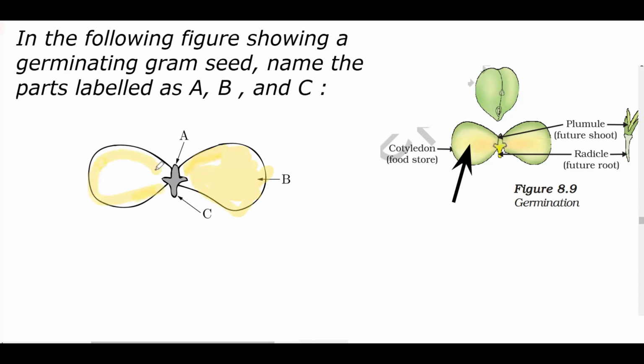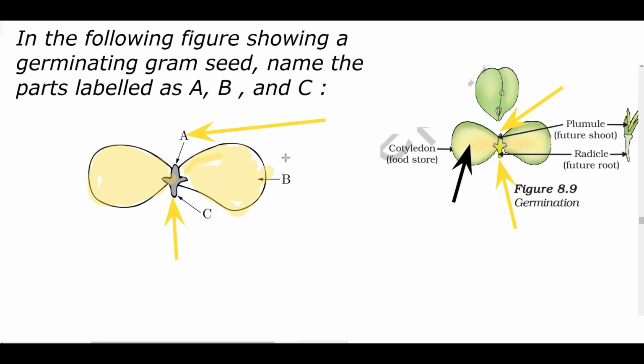So these are cotyledons. Well, this is a dicot, having two cotyledons, that's why I'm saying it's a dicot. Now, next is labeling A. As you can see, this is A over here. A is what? Plumule, which is nothing but the future shoot. And if you see C from here, what is it? The radicle, which is the future root.